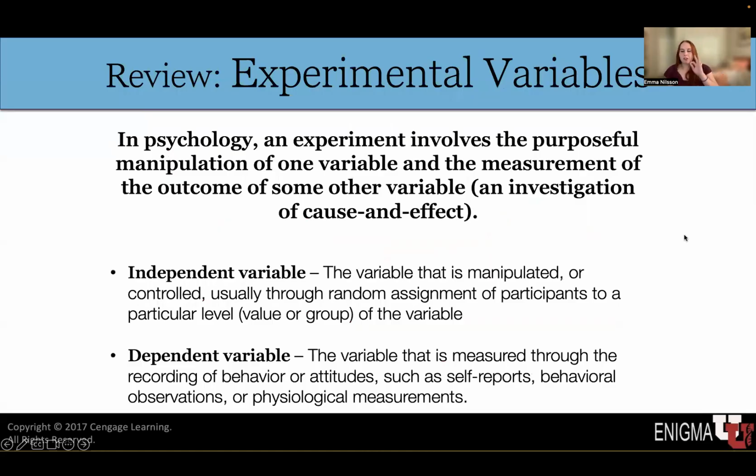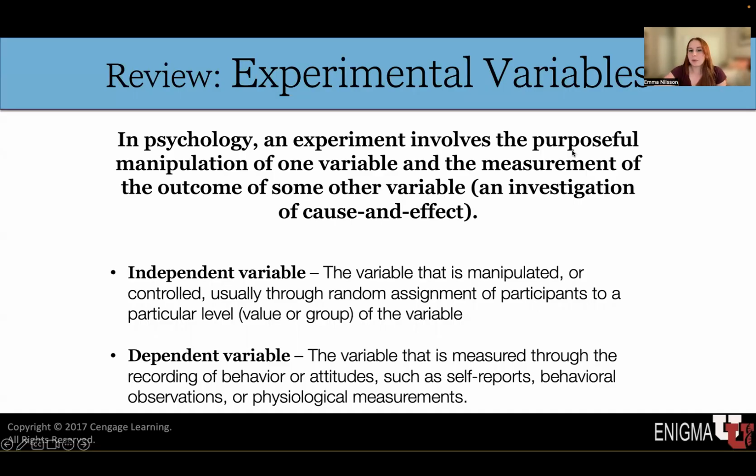Let's go back to some of our first lectures in this series and review some experimental variables really quickly, what they mean. Experimental variables are going to be important for this lecture and for our next lecture. So let's just take some time to remind ourselves what they are. In psychology, an experiment involves the purposeful manipulation of one variable, the independent variable, and the measurement or outcome of some other variable, which is going to be our dependent variable. In this way, we can investigate cause and effect, or we can investigate correlation.